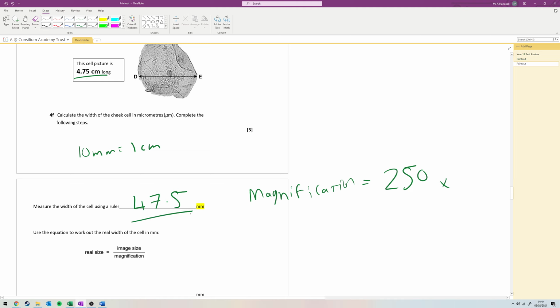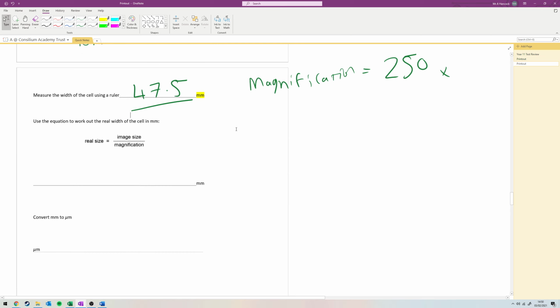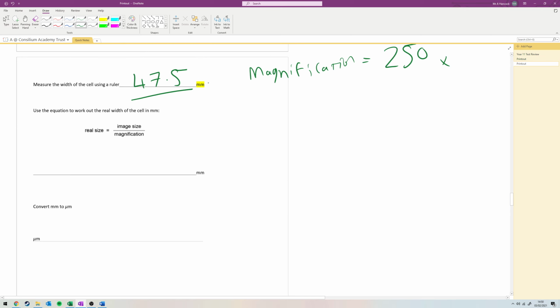And unfortunately, on the mark scheme, when you look at it, it gives you an error margin. Because I've given you the answer, there is no error margin. I'm going to get my calculator ready because I'm going to have to do this calculation. Now, it says use the equation to work out the width of the cell. So let's say you got this mark. This is one mark here.